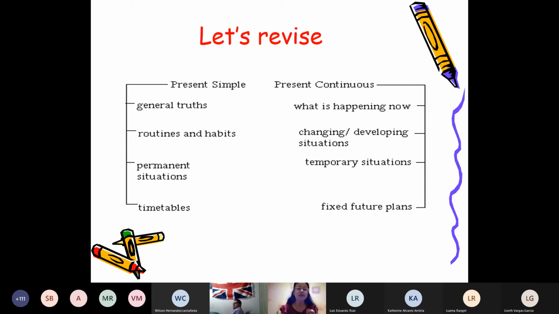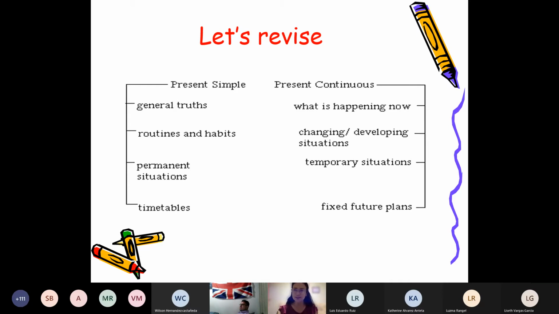So, and also temporary situations. Temporary situations, activities that you do for a short period of time. For example, this week you are traveling, but next week you are not going to be traveling, no? I am traveling for a couple of days, you say. That is a temporary situation. I am staying in Bogota for 2 days, for 3 days, or I am staying in Medellin for a week.